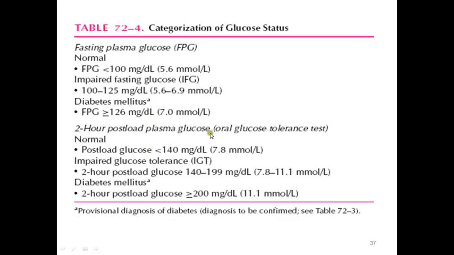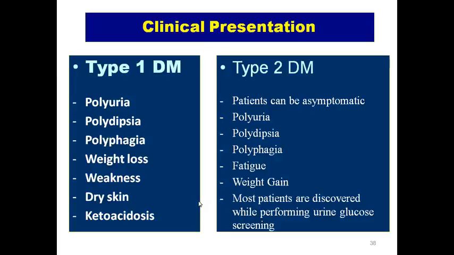2-hour post-load plasma glucose, or oral glucose tolerance: normal plasma glucose is less than 140 post-load. Impaired is 140 to 199, and the patient is diabetic if the levels are more than or equal to 200 milligram per dl. So we have talked about this.